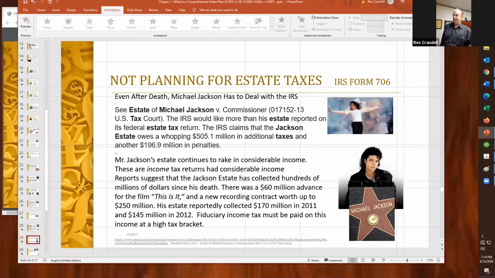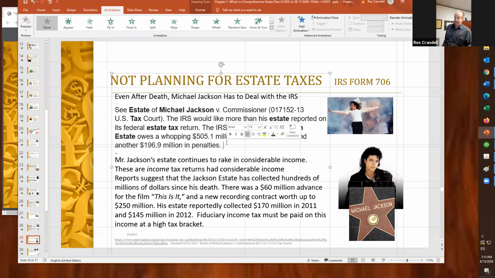Michael Jackson. He had a tax court case that was just resolved, and the IRS claims he owes $505 million, and another $196 million in penalties. Well, that's quite a lot. His estate continues to bring in a huge amount of money: $60 million advanced for a film, and a recording contract worth $250 million.